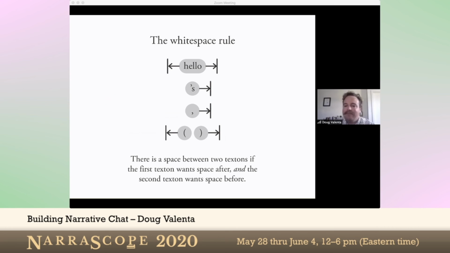And so we basically have a rule for every kind of textin that says whether it wants white space before and whether it wants white space after. Whenever we have two textins next to each other, if the first textin wants space after and the second textin wants space before, then we put a space. Otherwise, we don't. That's why when you have a word followed by a clitic, you will not have space in between the word and the clitic, because the clitic doesn't want white space before. People who don't want white space win.